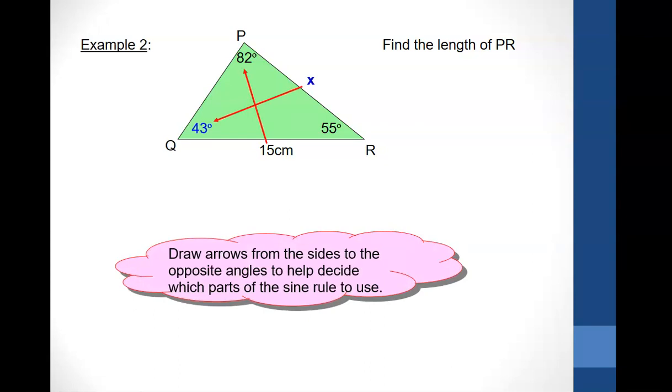Who can write down, or I'll be your scribe, what would be our rule for this one? We want to find X, so we start with the X upstairs, and it's going to be over what? For those playing at home, I'm writing on the board, you just can't see it. Over sine 43 equals, now what's its opposite pair? Now, who said sine 15? It's not sine, but that's okay. So it's going to be 15 over sine 82. I don't think you can get any easier than that. How do I get rid of the divide by sine 43? Times. That's it.